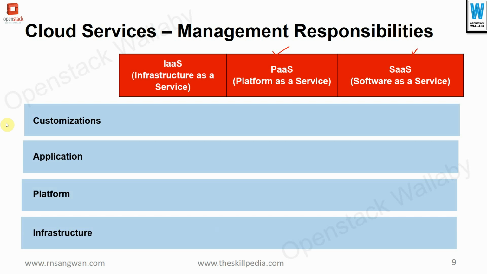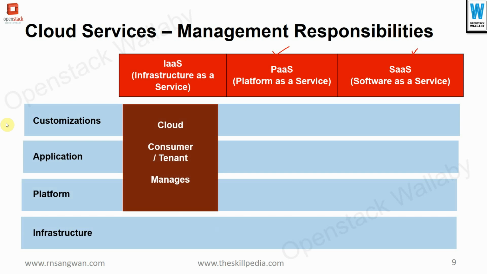If we try to understand these service models from the perspective of control of the tenant or customer, control of the client on infrastructure, platform, or application, what is your boundary, what you can do? In infrastructure as a service, customization, applications, and platform, you are responsible as a customer, as a tenant. So the cloud consumer or tenant manages customization, applications, and platform. As a customer, you are responsible for customization, application deployment, or platform configuration. You manage everything. So what you get is infrastructure as a service.